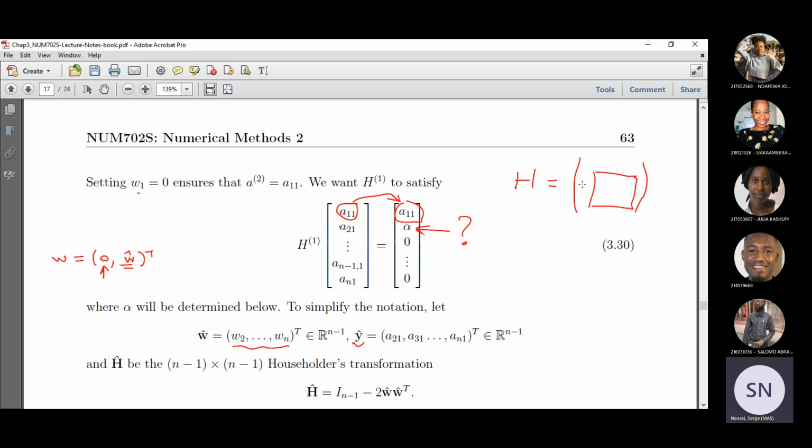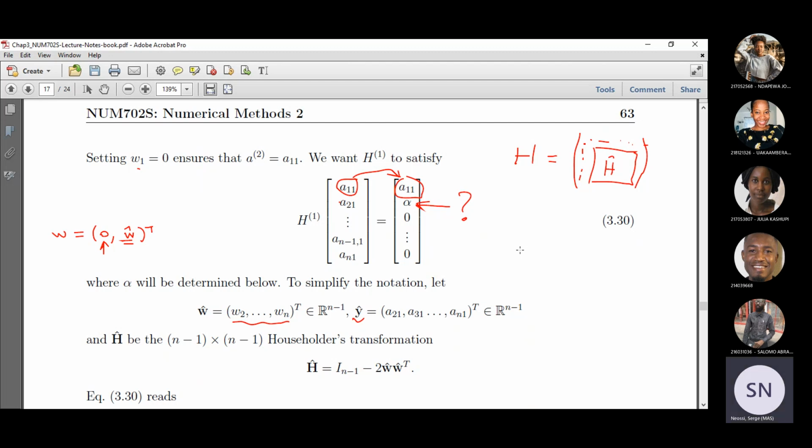So we have something like this. We have this first entry here, first column, first row. It's like that. And this is our H hat. And this is a complete H. So this is our case. So in other words, we are restricting our work from H to H hat and W to W hat, Y to Y hat. So everything now will be restricted to R^(n-1) instead of R^n itself.